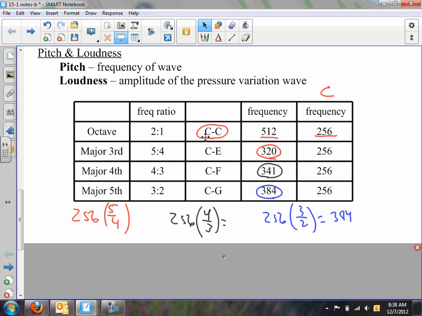Kind of interesting how they happen to be whole number ratios. 5 to 4 for a third, 4 to 3 for a fourth, 3 to 2 for a fifth, 2 to 1 for an octave, or 8 steps up. And you will have to know those ratios.